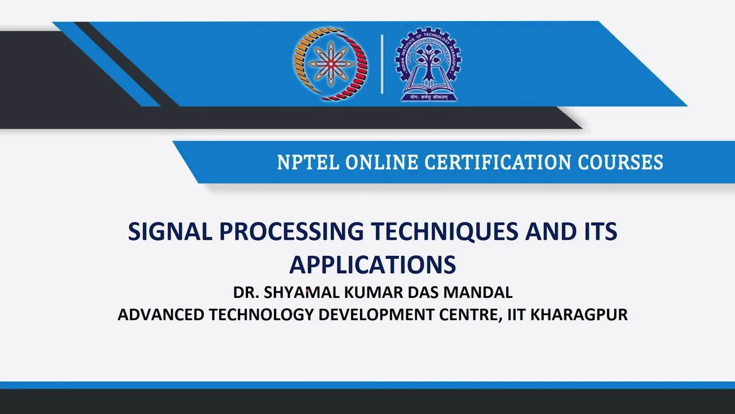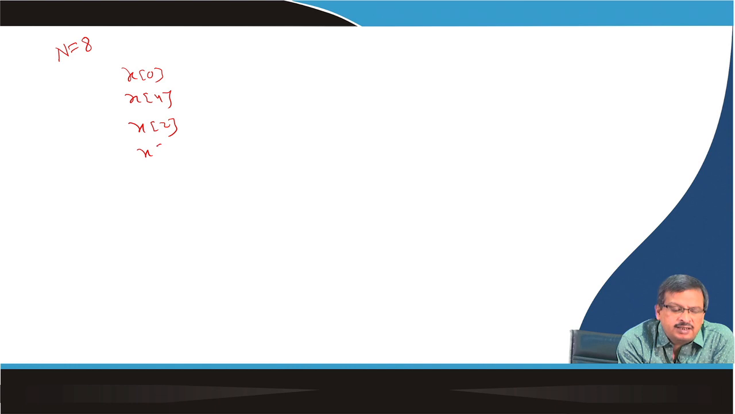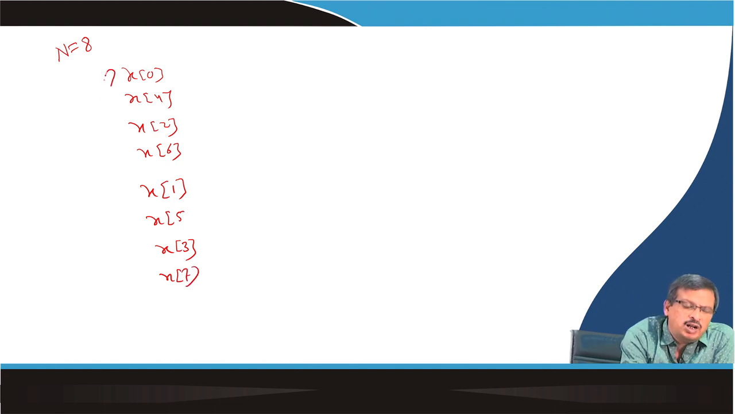Okay. So, we are discussing this observation. Why should the input signal index be bit reversed? Why is it required? What is the problem? When n equals 8, how do I club the signal x0 with x4, x2 with x6, and the index 1 signal with the index 5 signal? This is the jumbled order I require, and x3 with x7. How do I do that?